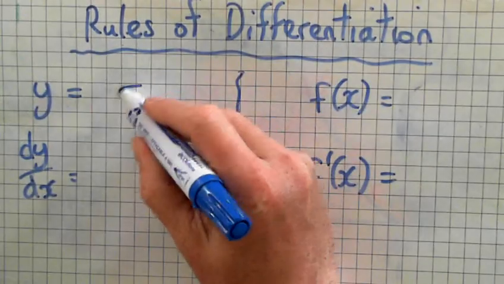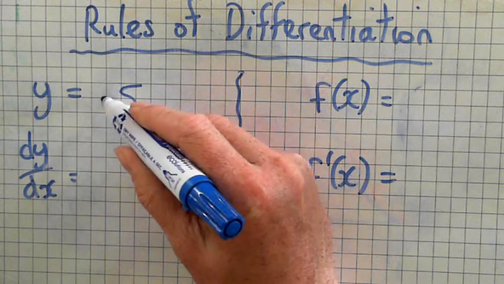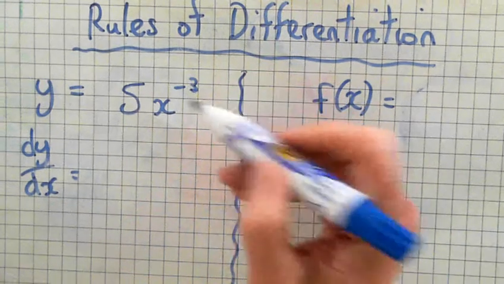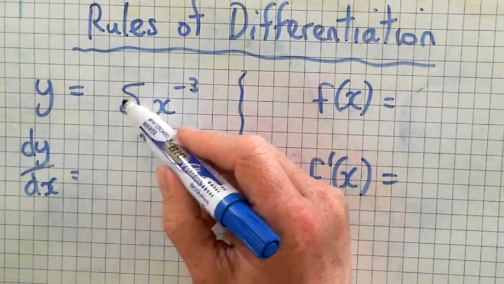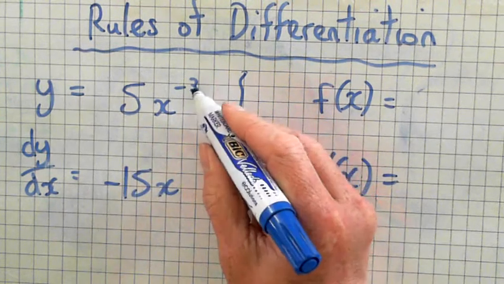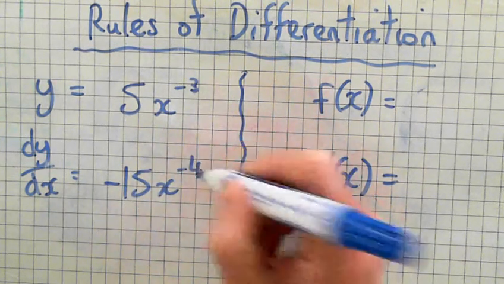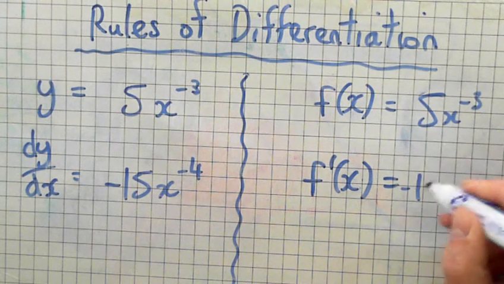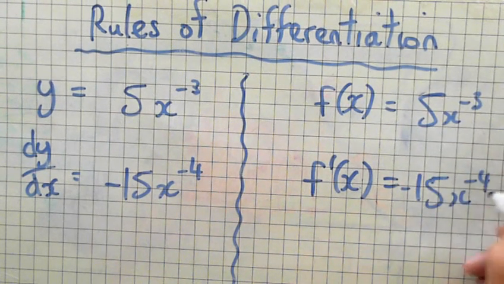One other example. Let's say 5x to the minus 3. Multiply the power times the coefficient: minus 15. Subtract 1 from that: minus 4. Minus 15x to the minus 4.